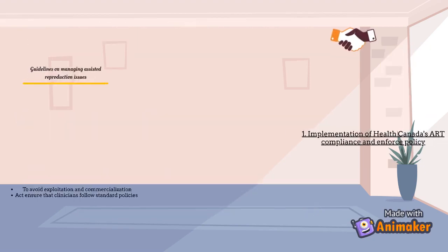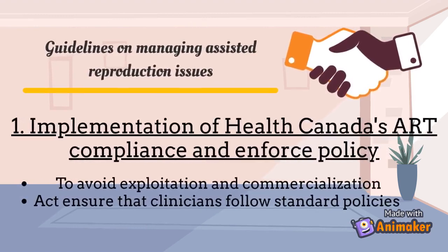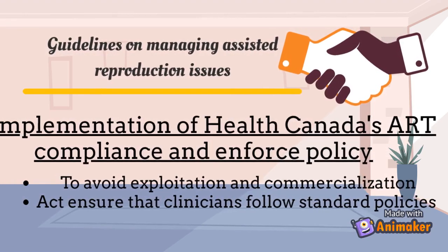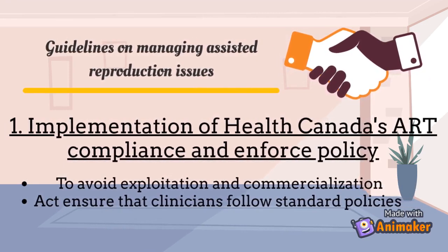Now let's discuss how to manage ethical issues related to assisted reproduction. The first method is implementing Health Canada's assisted reproduction technology policy. This helps in preventing commercialization and ensures that doctors follow standard policies.